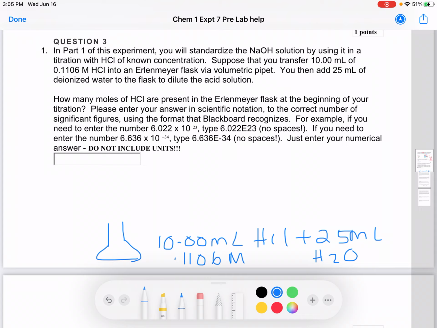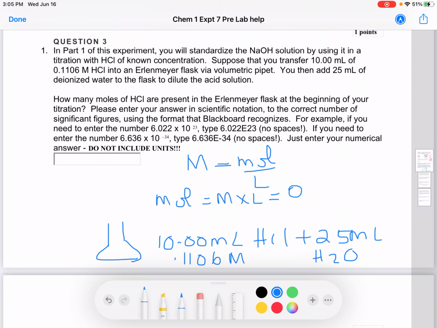How many moles of HCl are present in the flask at the beginning of your titration? When you add 25 milliliters of water, is it going to change the number of moles of hydrochloric acid? No, it does not, because we are adding just water. But if you try to calculate the molarity, then it would change. So how would you calculate the number of moles? Remember our equation: molarity equals moles over volume in liters. So the moles are going to be molarity times the volume in liters.